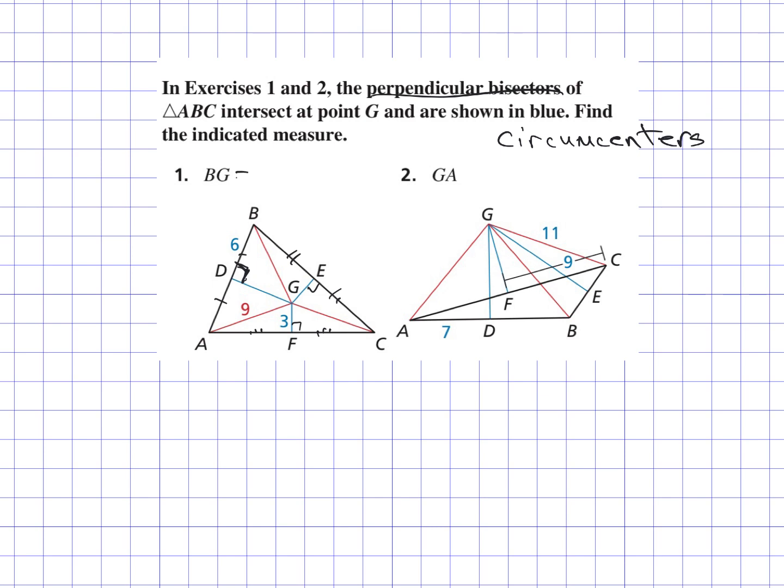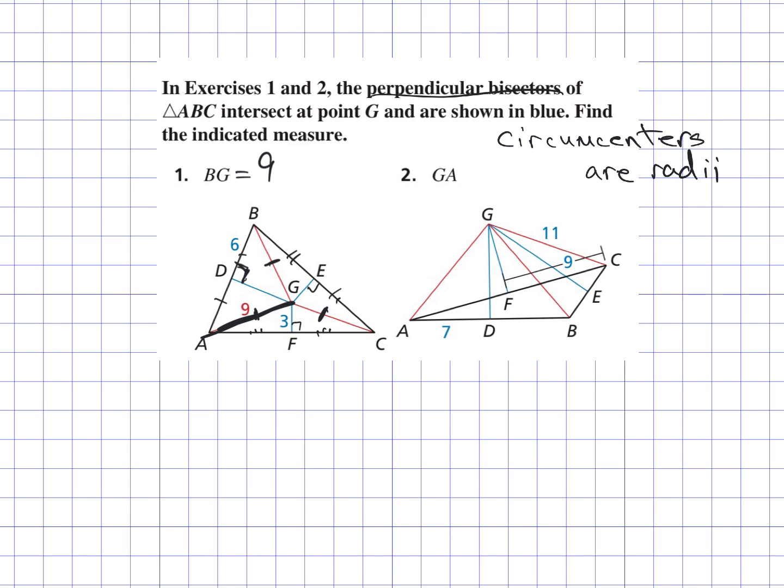We want to find BG, the length of BG. Notice there's no segment bar above it, so we're talking about the distance from B to G. Circumcenters are equidistant to the vertices. Not only do they bisect the legs of a triangle, they're equidistant to the vertices, so they are radii. That means BG and AG and GC are all the same. So BG must be 9 because AG is 9.